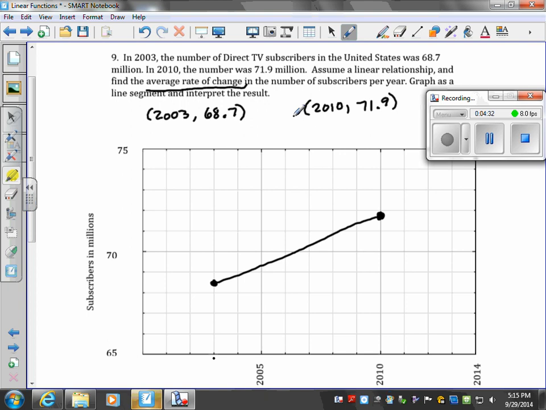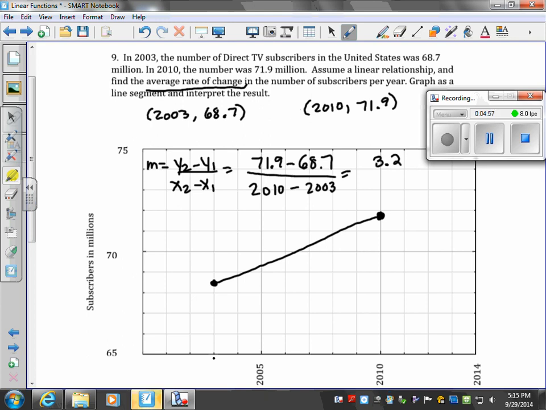It shows the graph of it, but now let's calculate the slope. Slope is going to be y2 minus y1 over x2 minus x1. So I would have 71.9 minus 68.7 over 2010 minus 2003. That's going to give me approximately 3.2 over 7. So our slope, we can see it's a positive value, and this basically just implies that DirecTV subscribers increased over the last few years from 2003 to 2010.